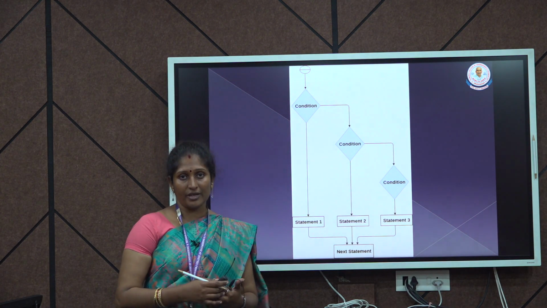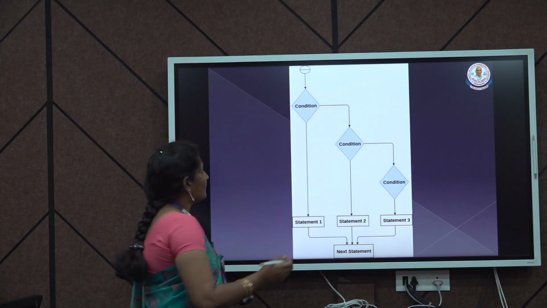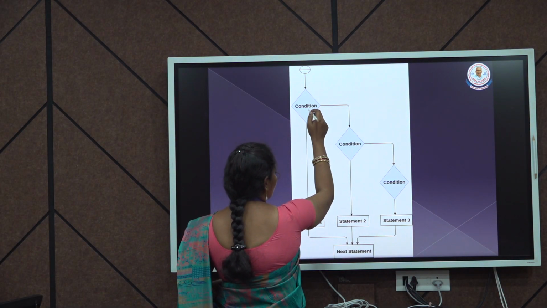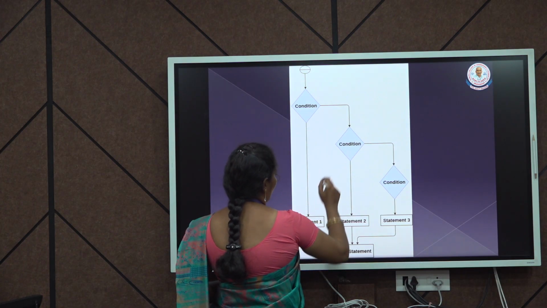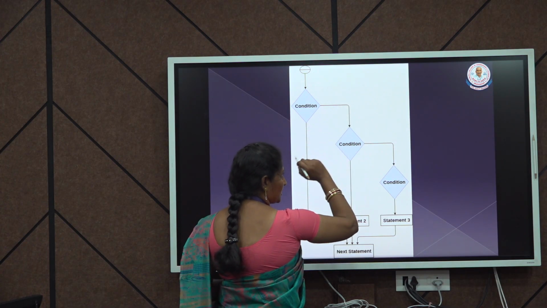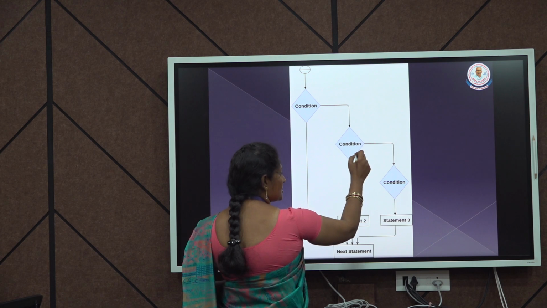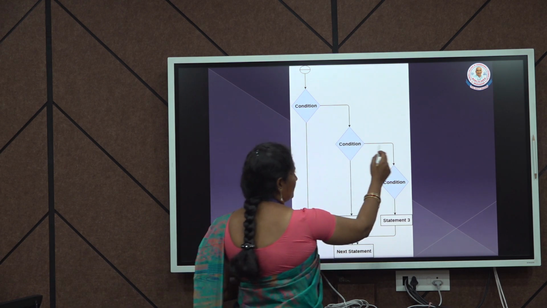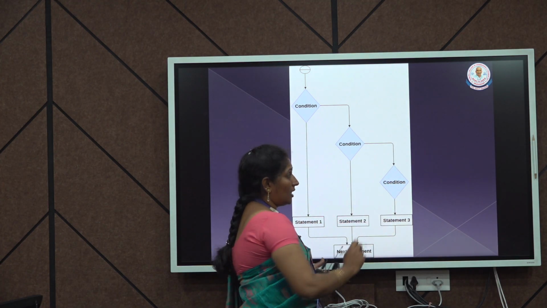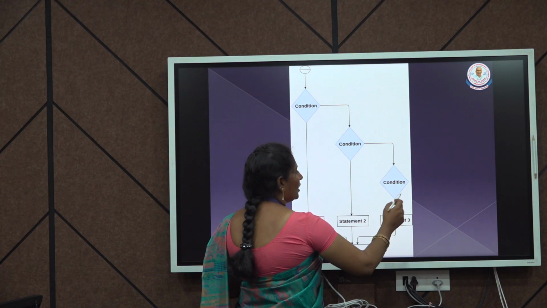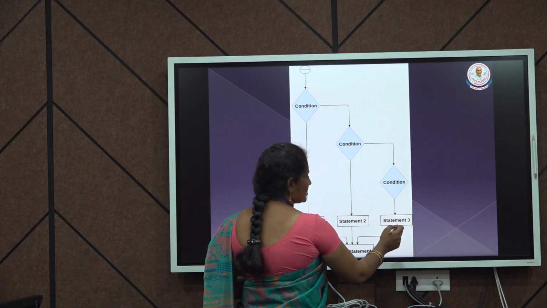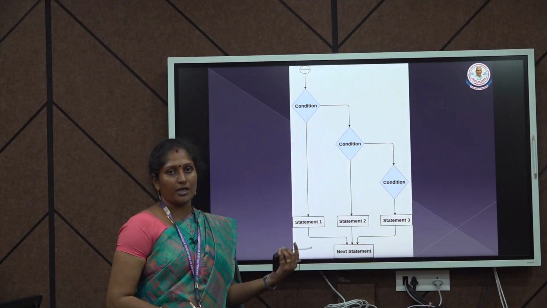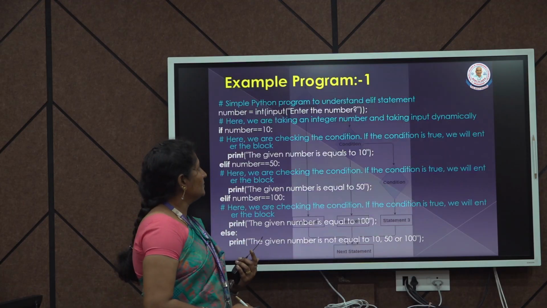So, this is the flow diagram of the elif statement. Initially we are checking the condition. If the condition is true, it executes statement 1, otherwise it moves to the next condition. Similarly, here also we are checking the condition. If it is true, it executes statement 2, otherwise it moves to the next condition. If it is true, it executes statement 3. So, this is the flow diagram of the if-elif statement.